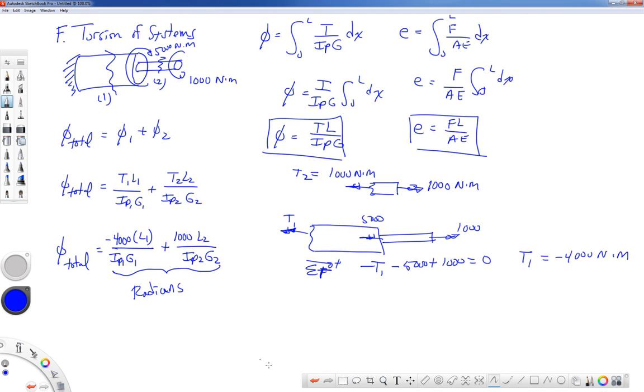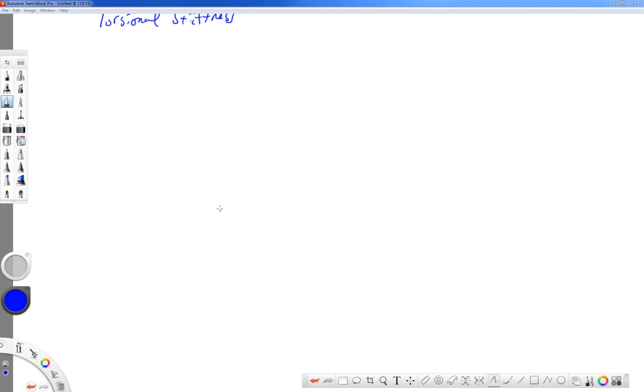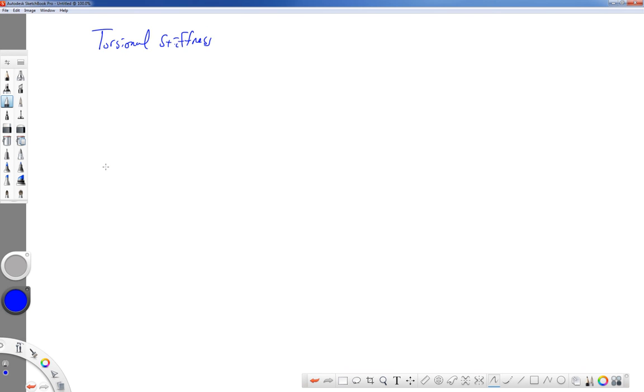So one last concept that we need to talk about before we go, and that is torsional stiffness of a system. All right, so torsional stiffness. Before we get into torsional stiffness, let's just review what stiffness of a spring is.